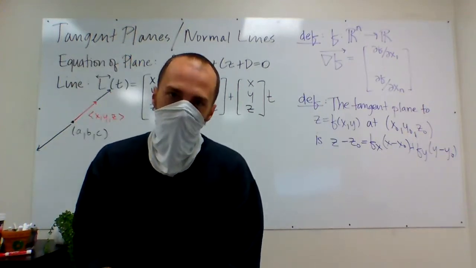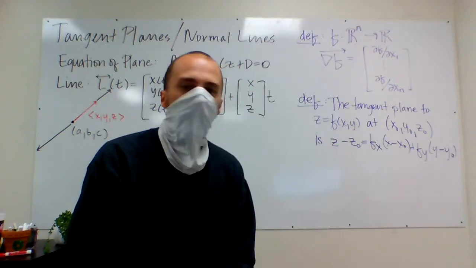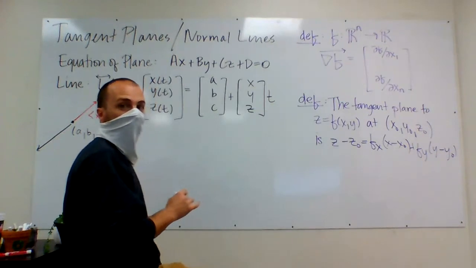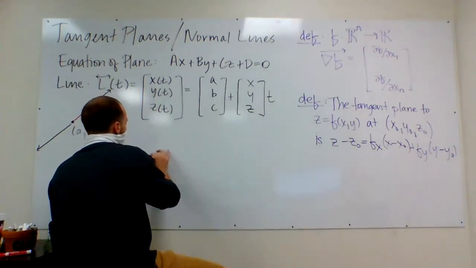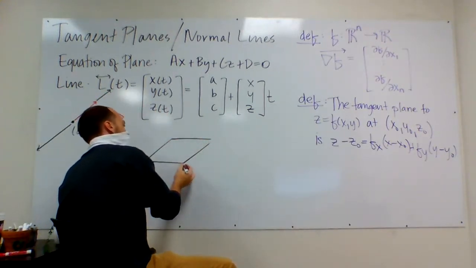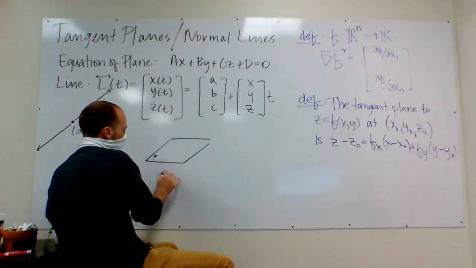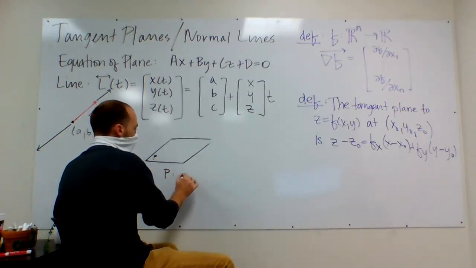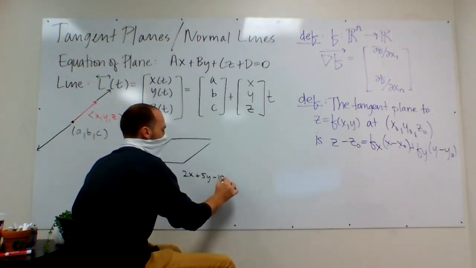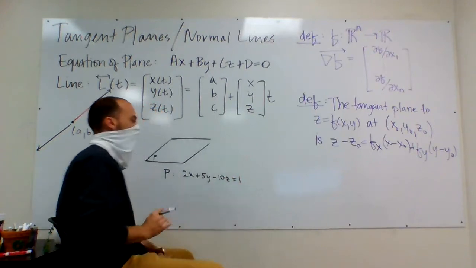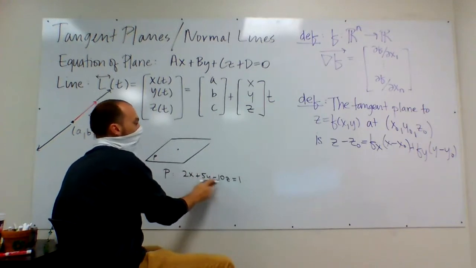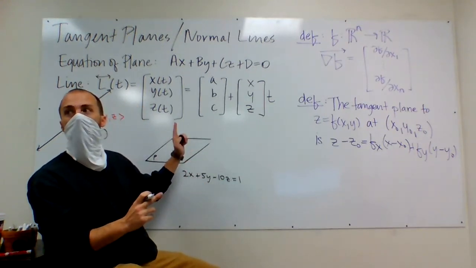And one thing that I told you in linear algebra was that if you have a plane, suppose I'm just going to draw you a hypothetical plane here, this plane P, and P has the equation 2x plus 5y minus 10z equals 1, then the vector (2, 5, negative 10) will sit normal to the plane.